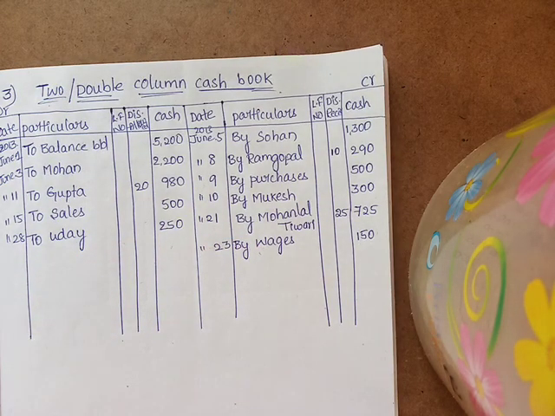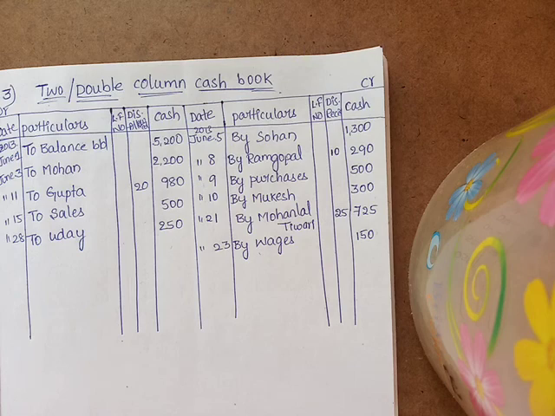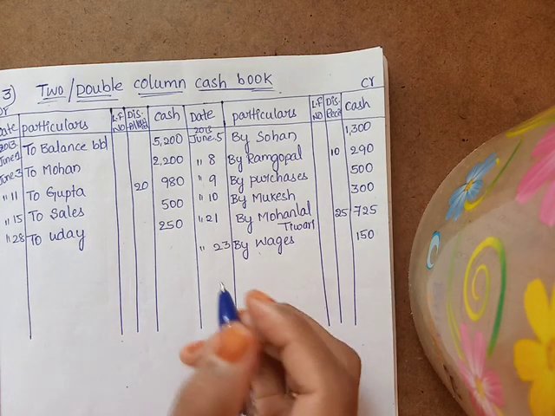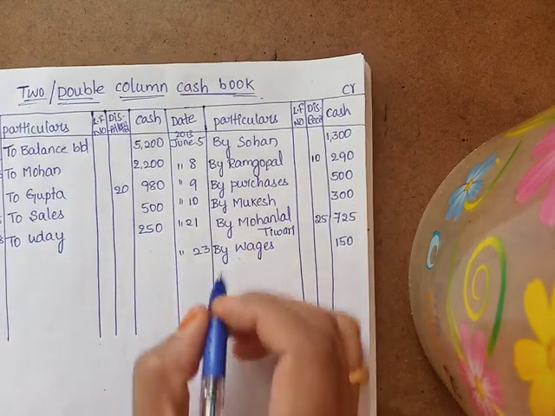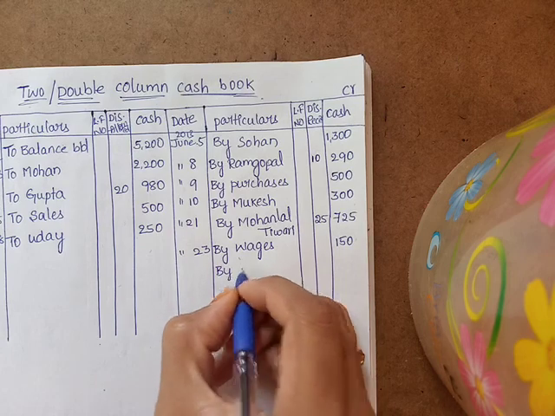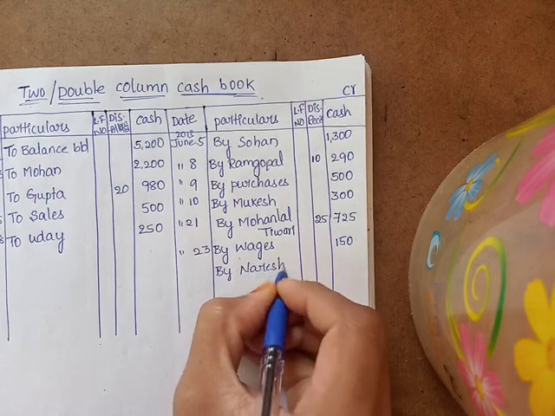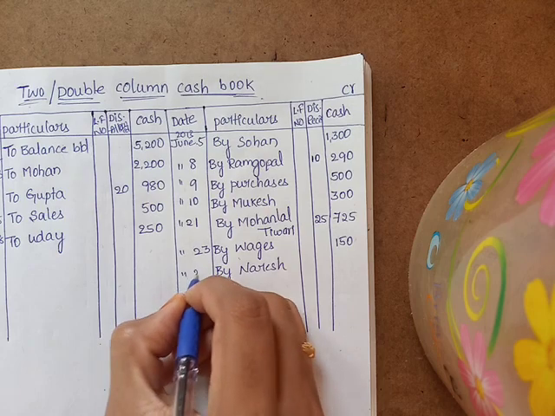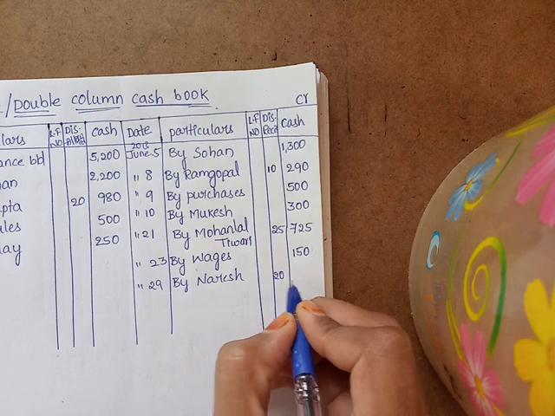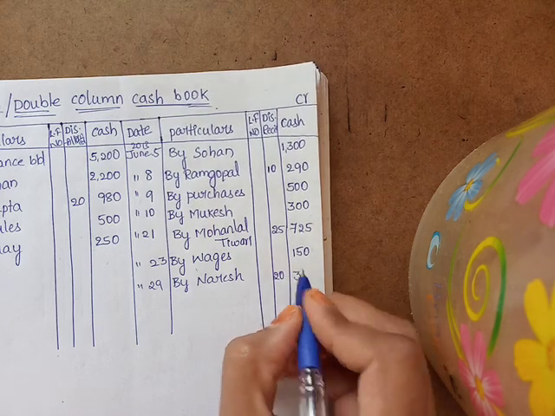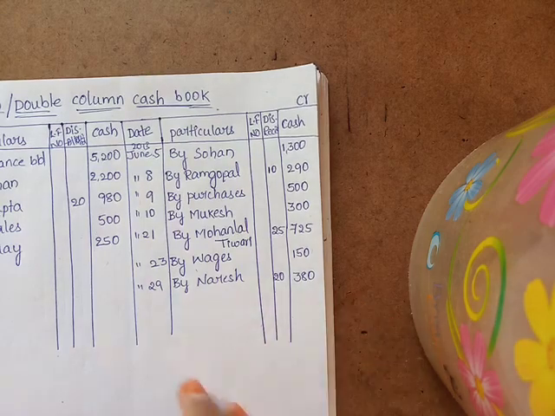Next is paid to Naresh. What is the entry? Naresh account debit rupees 380 and discount received is rupees 20. To cash, total is how much? 400. So cash account will come on credit side. So on that credit side of the cash book is by Naresh. On which date? June 29th. Discount now how much is? 20 rupees is discount, and the cash we paid to Naresh is only 380 rupees.